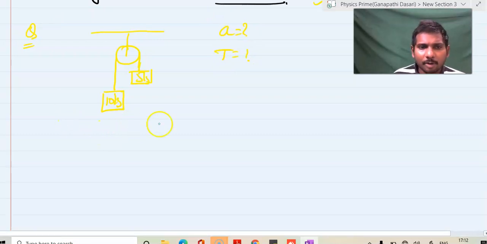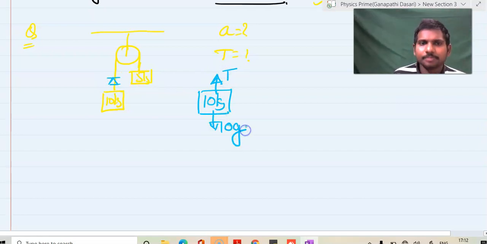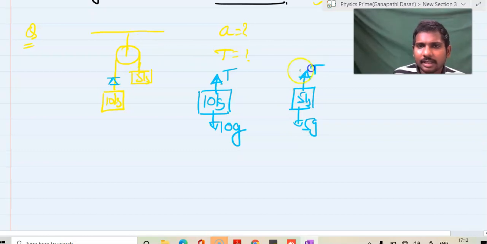So if I draw the free body diagram, for the 10 kg block, the tension, cut and pull it, will be upwards, and 10g will be downwards. For the 5 kg block, 5g will be downwards, and again the tension, cut and pull it, will be T. Because the pulley considered here is ideal, it will not rotate and it is also massless, the tension throughout this continuous string will remain the same. So that's why I took T as the same.